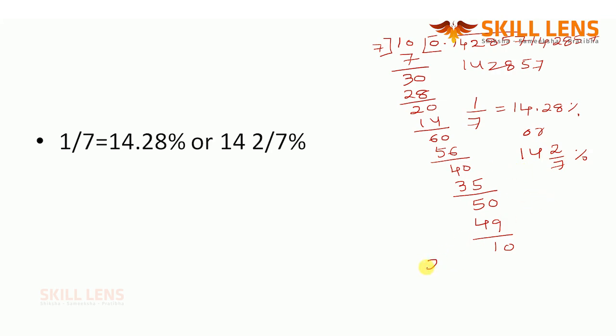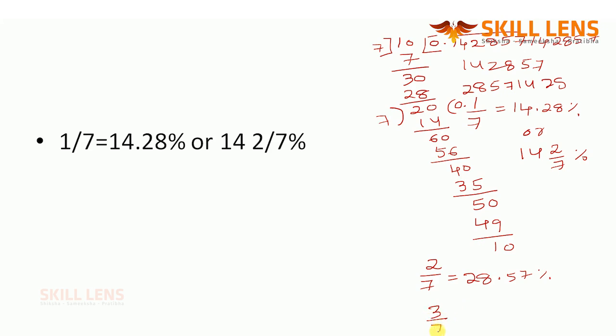So now I want 2 by 7. How about 2 by 7? Yes, this is very, very important. If you want 2 by 7, let's concentrate here. 2 by 7 definitely will come from here. So 0 point, 7 twos are 14, and 7 twos are 14, 7 eights are 56. So 5, 7, 1, 4. This series will continue. So can I write 2 by 7 value as 28.57%? Yes or no?